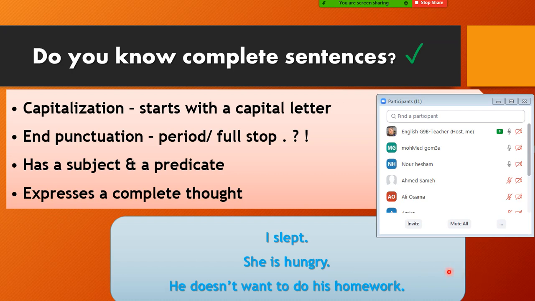And this is another one. Do you understand now? Thank you. "He doesn't want to do his homework." Ahmed Sameh, can you just answer this question?